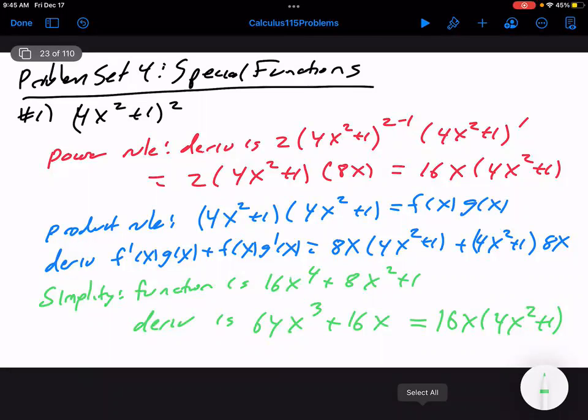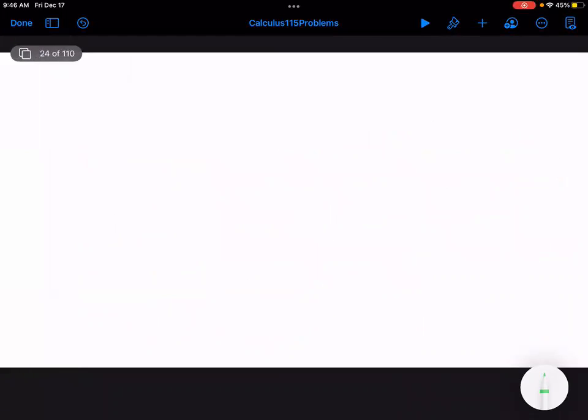The next problem I assigned was the derivative of 18x cubed plus 12x plus 11. This is a straightforward polynomial. I'm going to move on and talk about number 8, which is a little bit more interesting. For problem number 8, we have f of x equal to negative 8x to the minus 8 plus 12 square root of x.